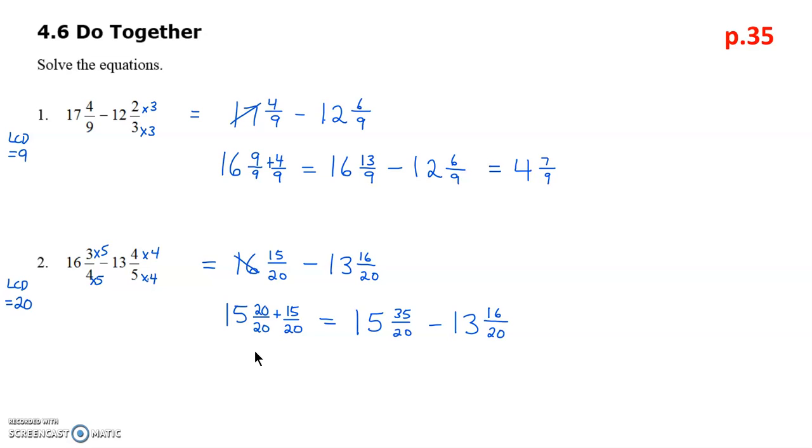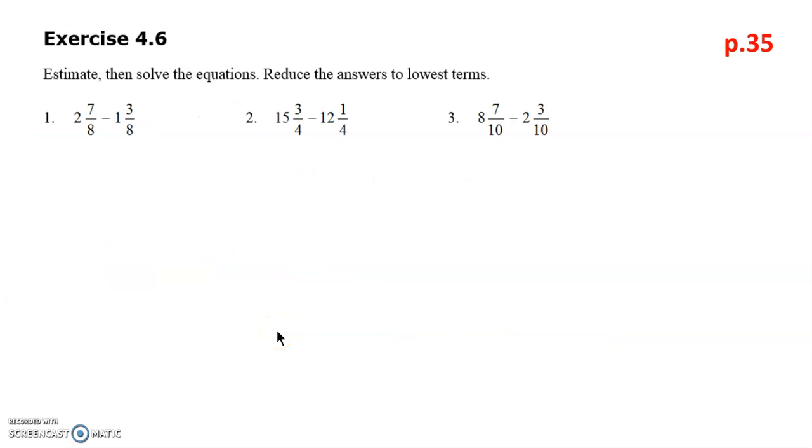Now we can subtract whole number minus whole number. 15 minus 13 is 2, and 35 minus 16 is 19 over 20. And again, our answer is in lowest terms, but we always want to be sure, is our final answer in lowest terms? I'd like to do a few more exercise questions with you.